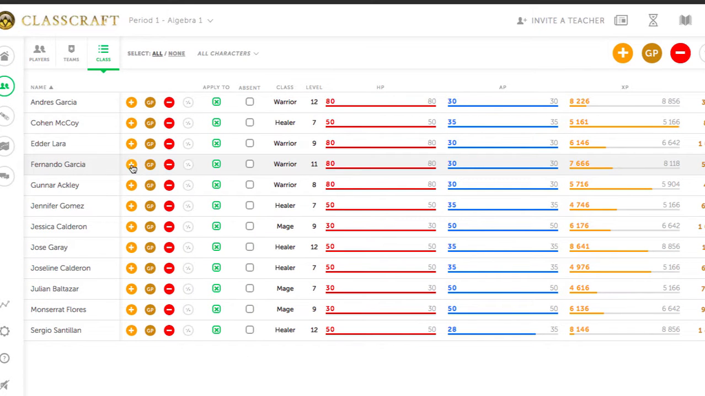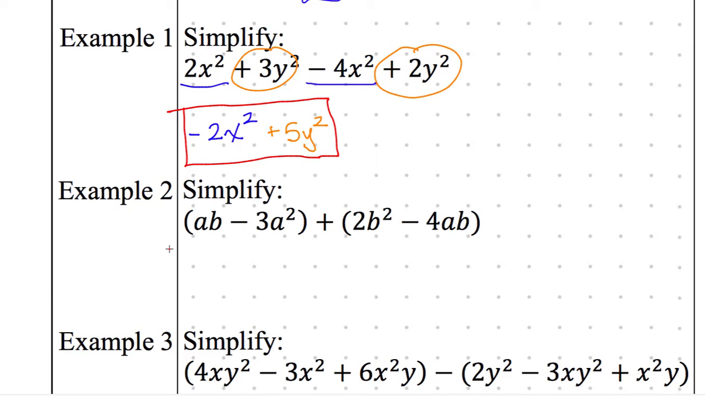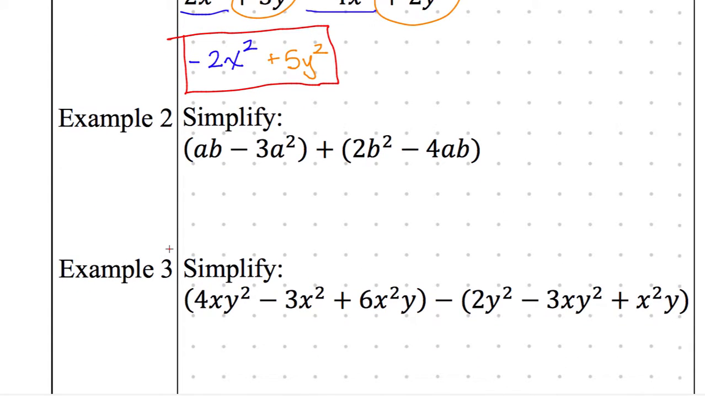All right, so Fernando, 50 XP. We are on to example 2. This is the form that you will see in the homework. Example 1 is just getting us used to like terms with two different variables. Example 2 and example 3 are things that you will be seeing on the homework tonight.